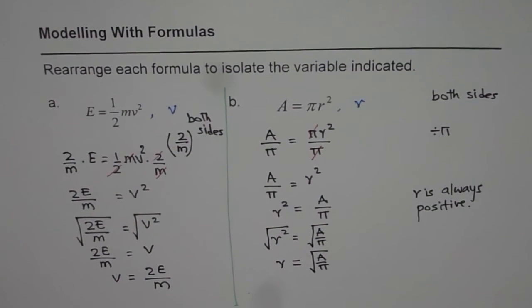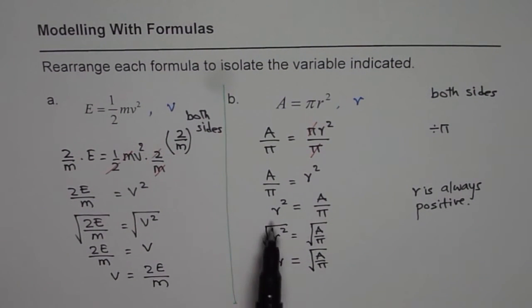So what you learn in this video is, if you have r squared or v squared, to get r or v, we need to square root both sides. I hope that helps. Thank you.